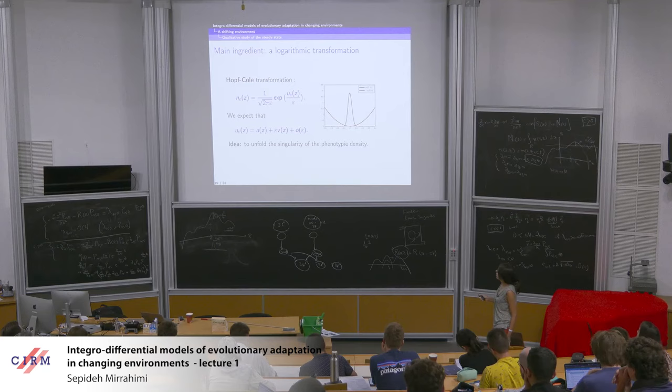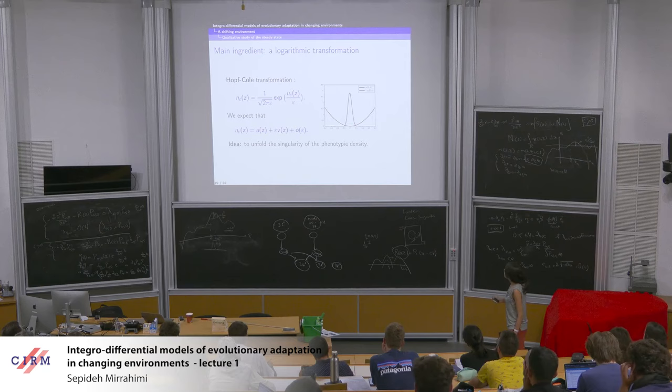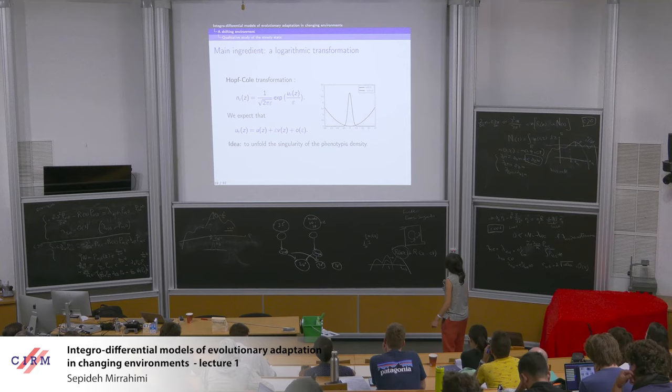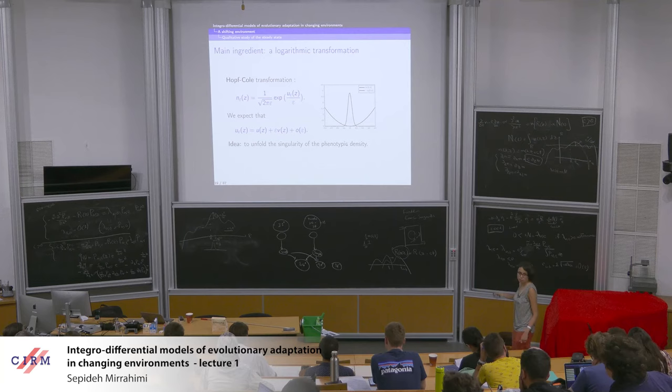And actually, we would expect to have an asymptotic expansion for u epsilon. At the limit, at least in general, what we can do is prove that u epsilon converges to a function that is smooth, or at least continuous, and so it is much nicer than a Dirac. So the idea is that we unfold this singularity: instead of studying this peaked distribution, we will study the red curve, which corresponds to u.